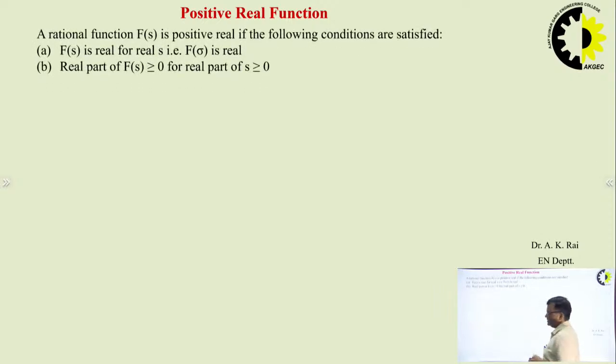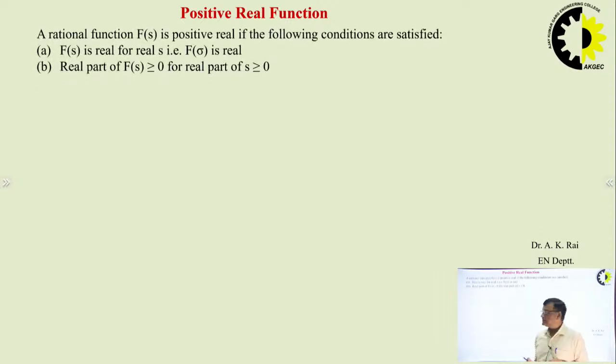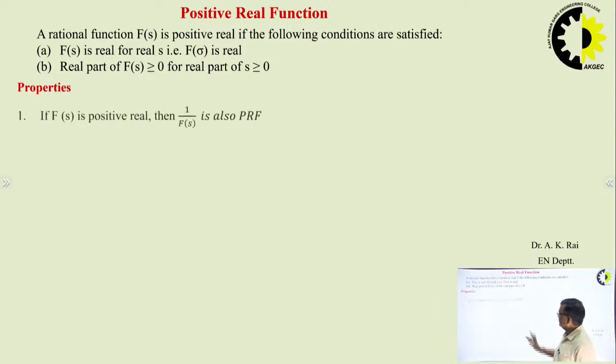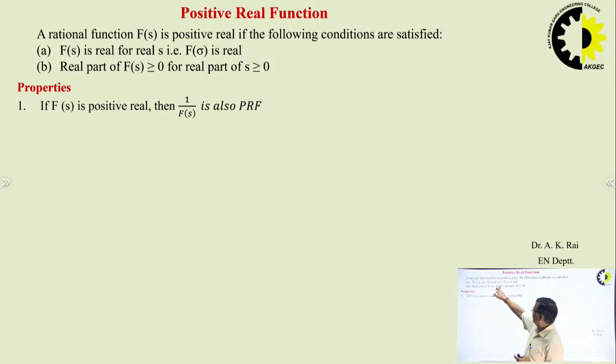Now come to the positive real function. So what is a positive real function? A rational function F(s) is positive real if the following conditions are satisfied. F(s) is real for real s, that is F(sigma) is real. The first condition is F(s) should be real. The second is the real part of F(s) should be greater than or equal to 0 for real part of s greater than or equal to 0.